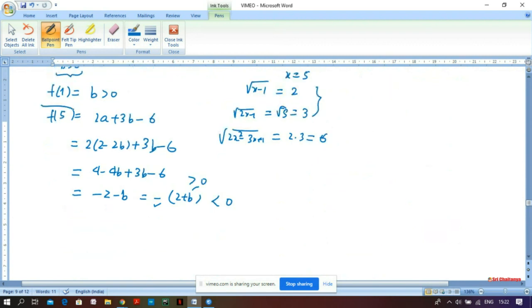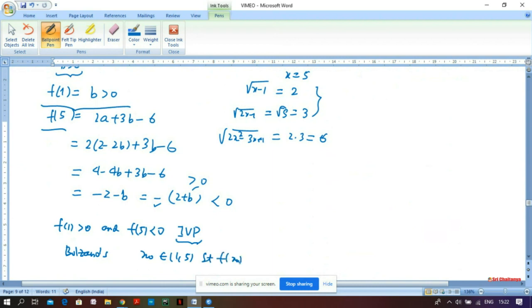So look at f of 1 and look at f of 5. What we have proved is that f of 1 is positive, how much that is does not matter, and f of 5 is negative. Once you prove that f of 1 is positive and f of 5 is negative, using Bolzano's theorem, or the intermediate value property for continuous functions, we can say that this f indeed has a root x naught that belongs to the open interval 1 comma 5. So there is something here such that f of x naught equals 0.